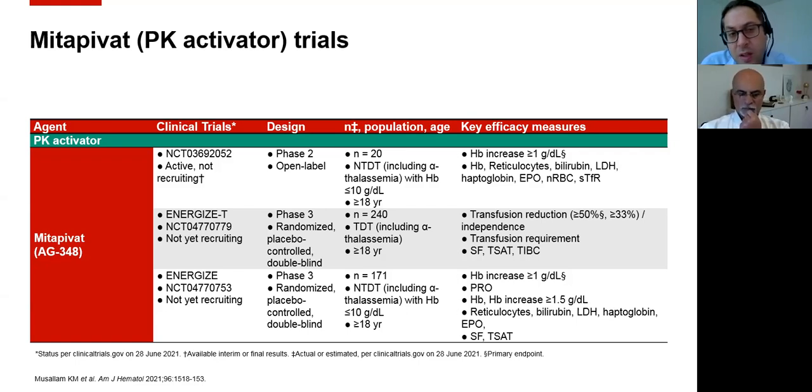The two phase 3 trials that are designed, you can find their details on clinicaltrials.gov. One is going to be conducted in transfusion-dependent patients, and one in NTDT patients. In NTDT, that's for transfusion reduction, as you would expect, but again, for NTDT, it's to increase hemoglobin level by at least 1 gram per deciliter, with several other secondary endpoints to confirm the benefit that you see from hemoglobin increase.